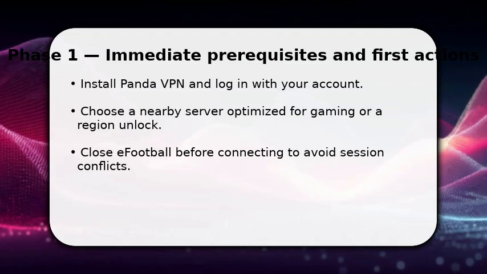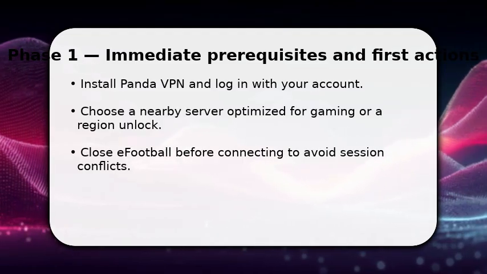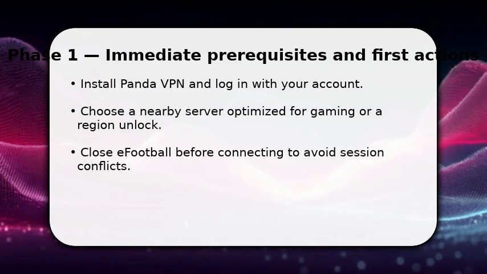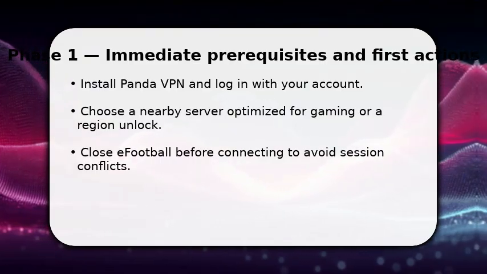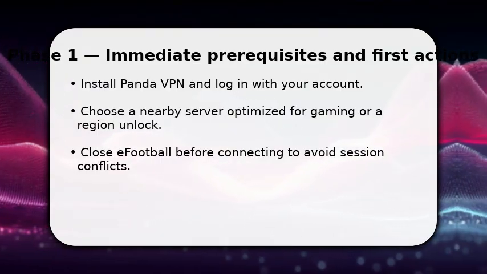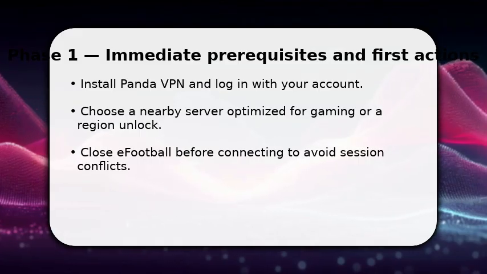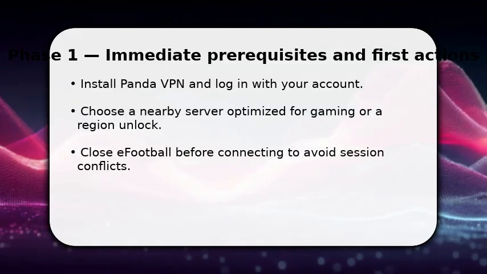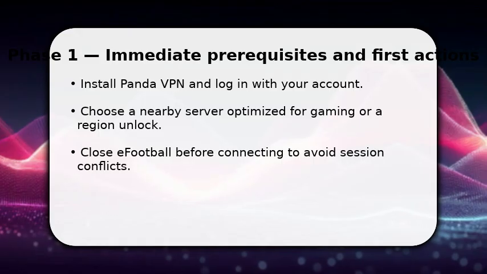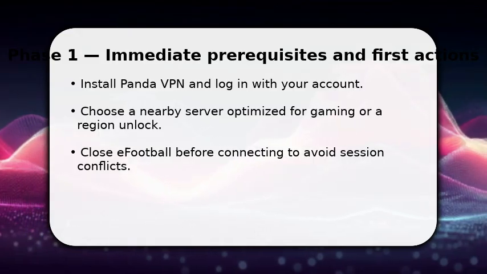Enjoy the video. You will start by ensuring Panda VPN is installed and updated. Open the app and sign in. Select a server that balances ping and region access, nearby for low latency, foreign for content. Once connected, verify your IP and country in the VPN status.